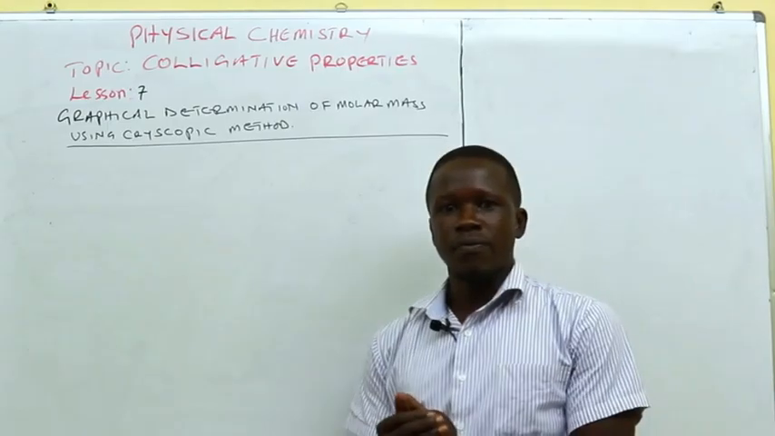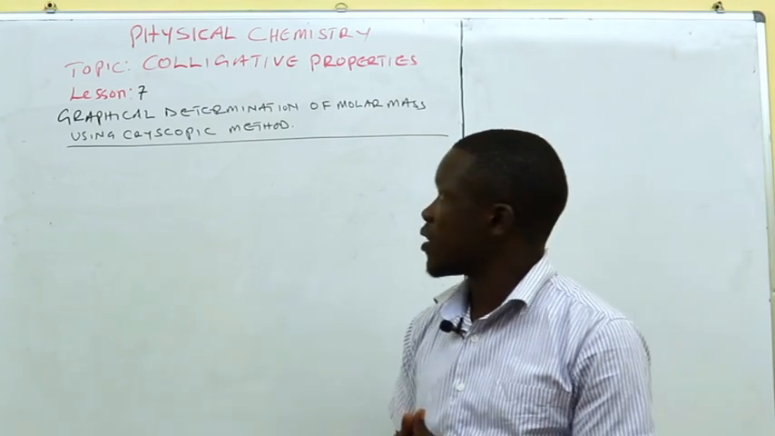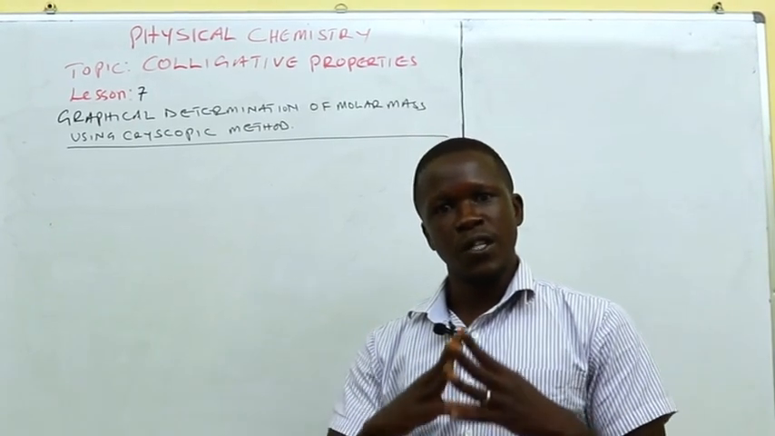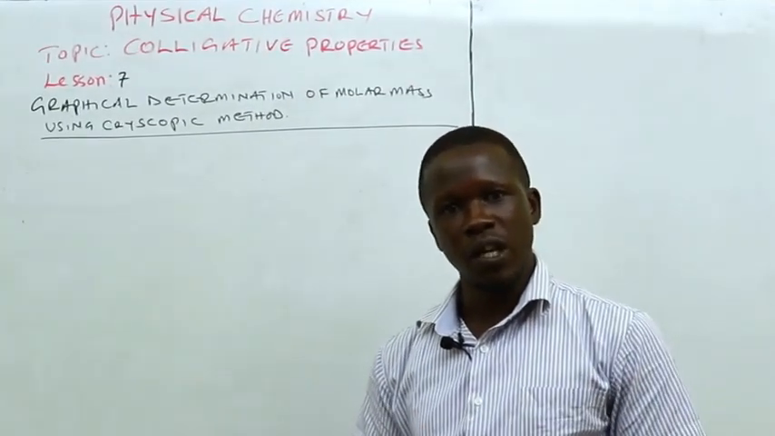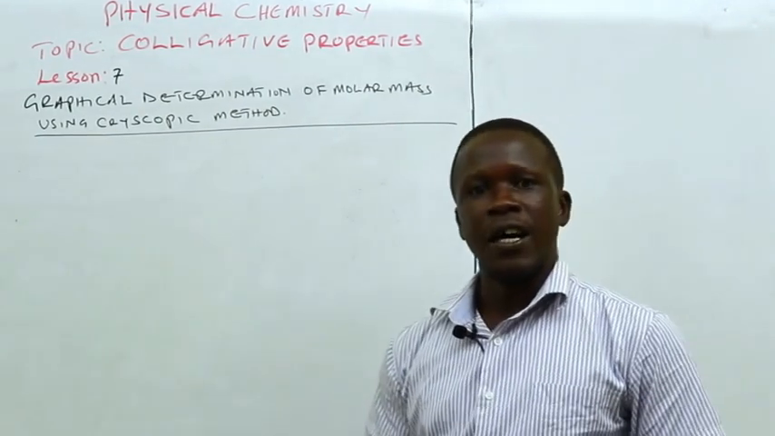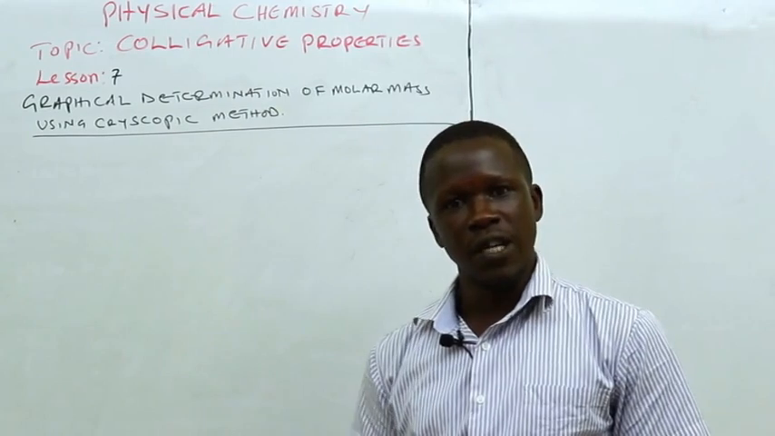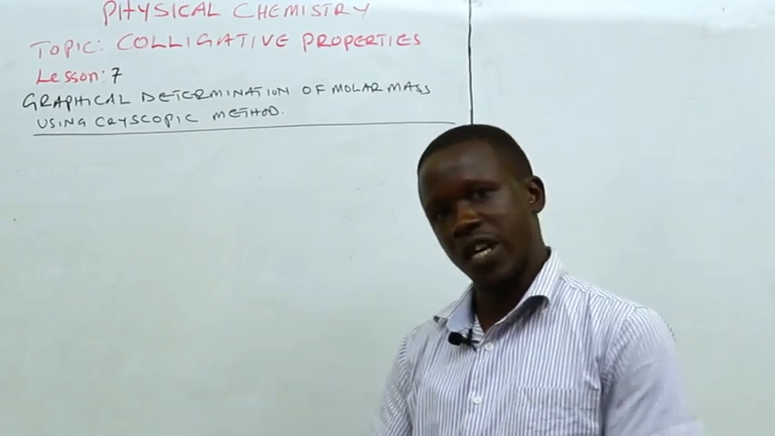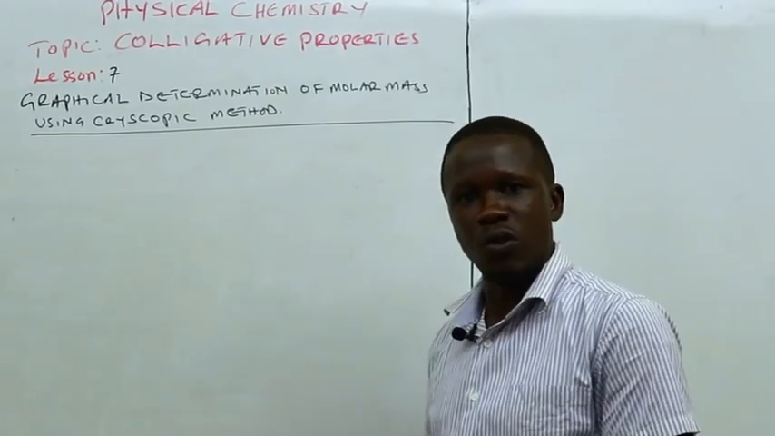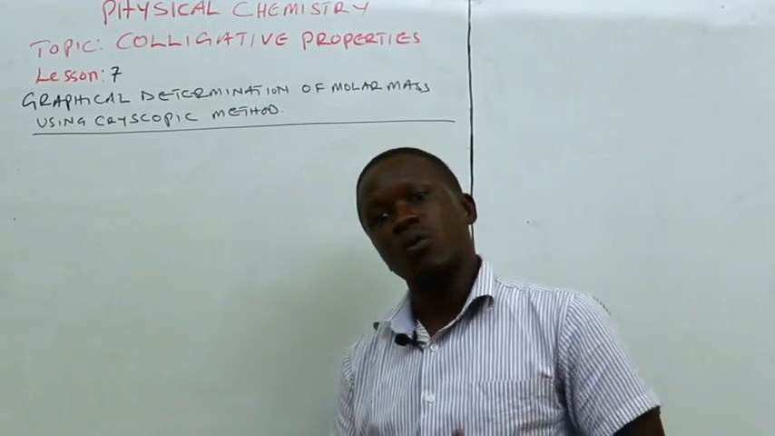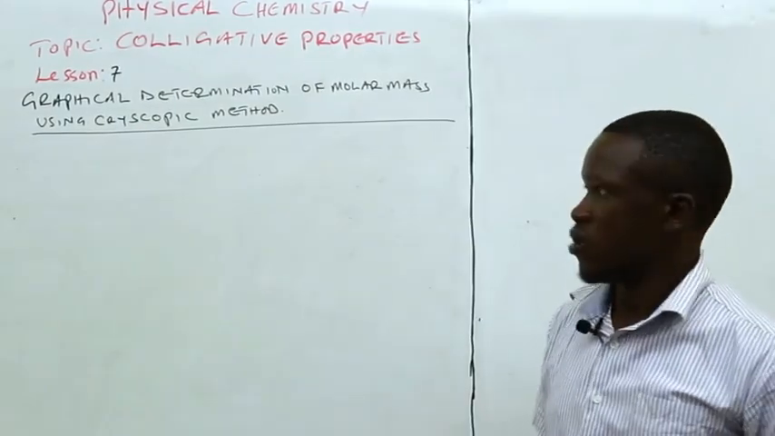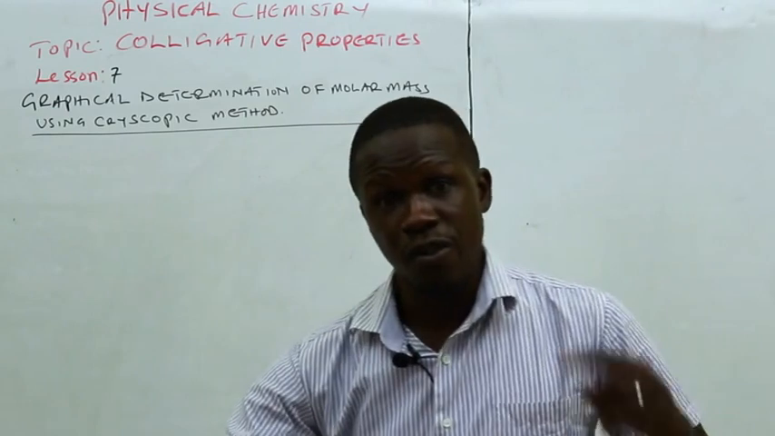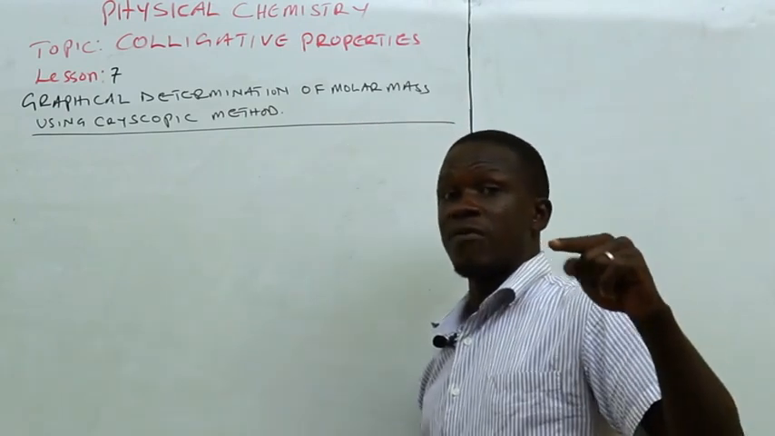Okay, so welcome to lesson 7. In lesson 6 we saw that we could use the experiment to determine the molecular mass. Now that method that we saw is straightforward, but sometimes we can be told to draw graphs from the values you get using that experiment. So someone could tell you to draw graphs. Several graphs can be obtained from values that you get from that experiment.